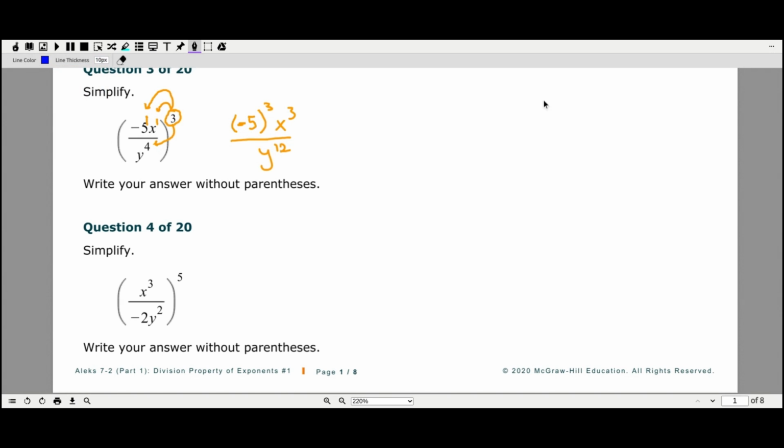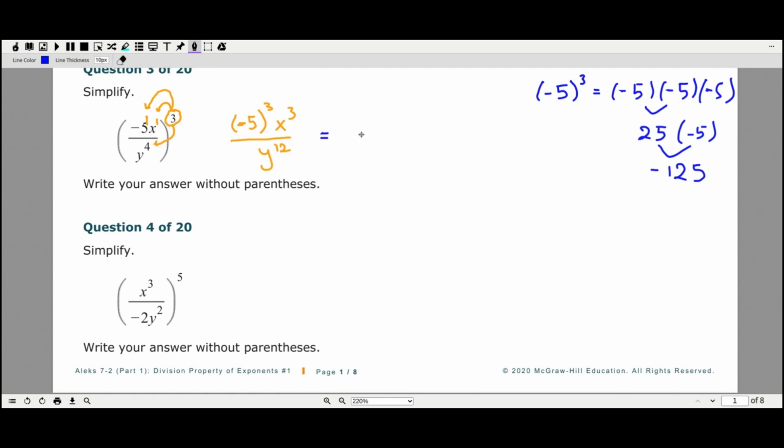What is -5 to the third power? So basically, it's -5 times -5 times -5, 3 times. Right? -5 times -5 is 25, positive, times -5 is -125. So the answer is -125, x to the third power, and y to the 12. And that's it. That's the answer.